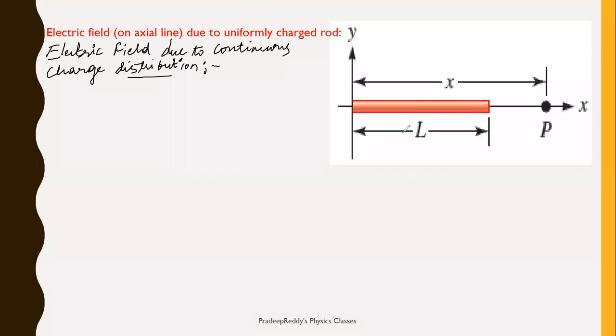In previous lectures, we have learned electric field due to point charges, only one particular point. Because of that point, we have calculated electric field, and the basic formula for that is electric field equal to K Q divided by R square. This is the basic equation to calculate electric field due to point charges.